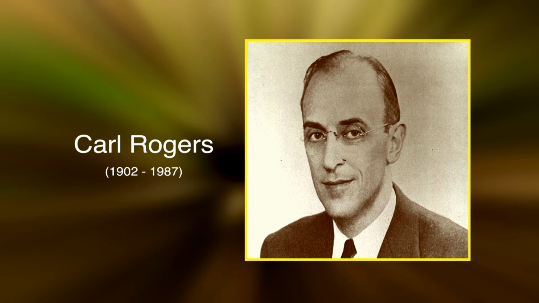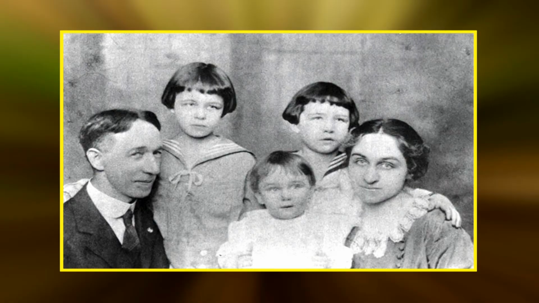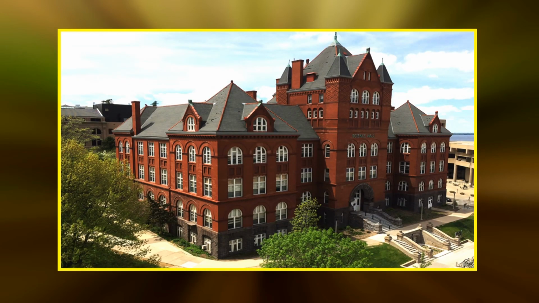Carl Ransom Rogers was born in Oak Park, Illinois on January 8, 1902, the middle child in a conservative Protestant family. He attended the University of Wisconsin, where he majored first in agriculture and later in history.